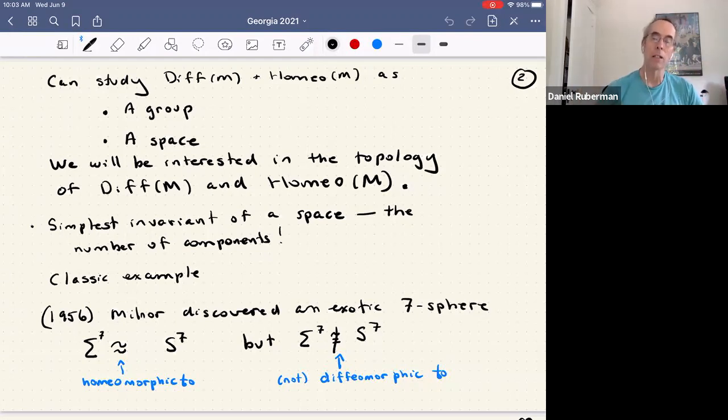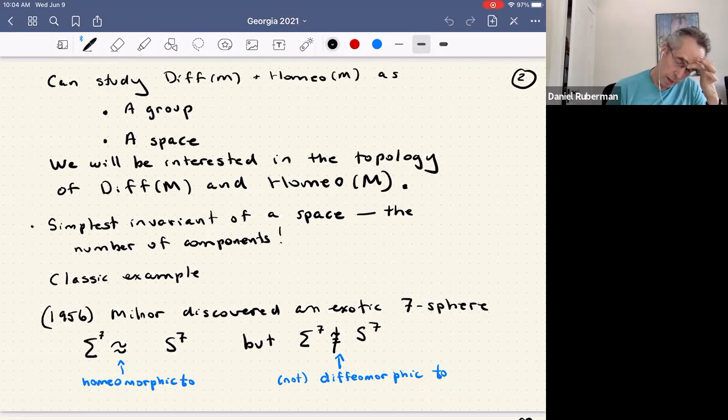When I say the topology of these spaces, I mean their algebraic topology, the homology or homotopy groups. The simplest algebraic topology invariant that I can think of is simply the number of components, or H0 or pi 0, if you like. The first example that I know of that shows there's something possibly interesting there comes from Milnor's exotic 7-sphere. I imagine most people know this, but that's a smooth 7-manifold that's homeomorphic to the 7-sphere, but not diffeomorphic to the 7-sphere.